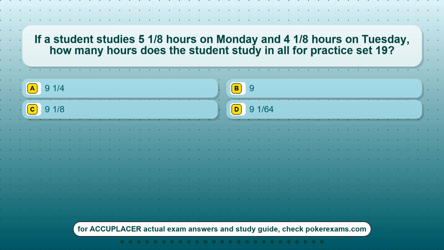Question 13. If a student studies 5 1/8 hours on Monday and 4 1/8 hours on Tuesday, how many hours does the student study in all for practice set 19? Option A, 9 1/4. Option B, 9. Option C, 9 1/8. Option D, 9 1/64.